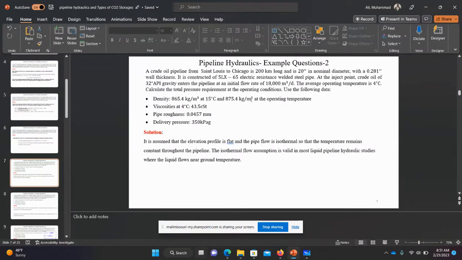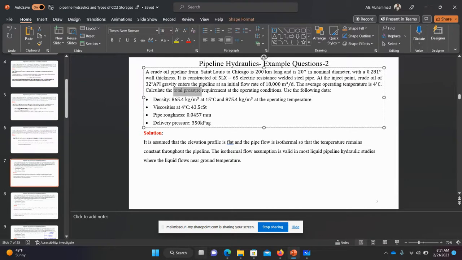Okay, now this is part two of the question. In part one, everything is the same, but here we are trying to calculate the total pressure requirements at the operating conditions. So I will explain to you what we mean by total pressure requirements at the operating condition.